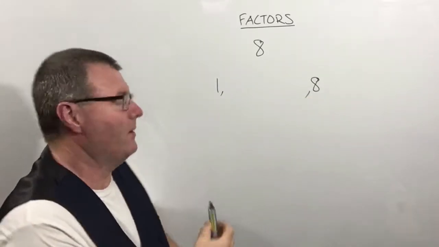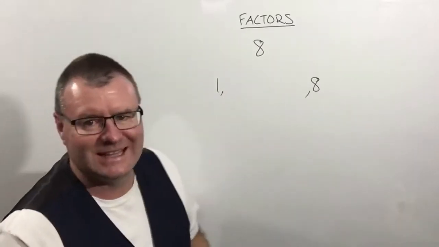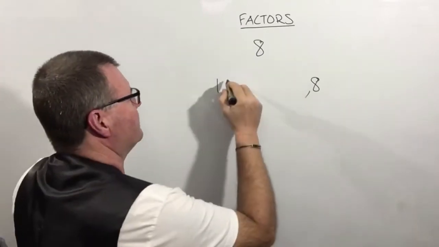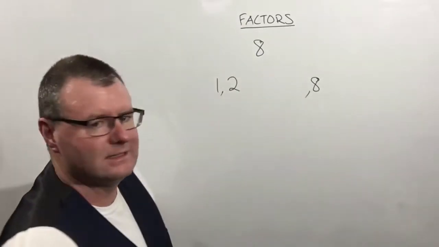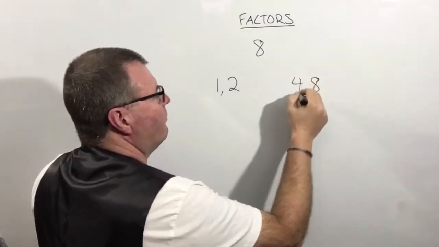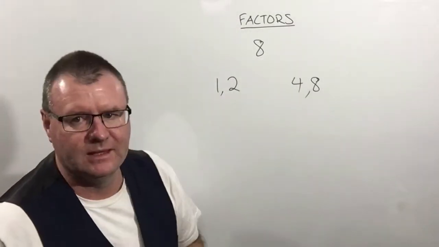Start at 1. Let's work our way up to 2. Now let's have a look. Does 2 fit evenly into 8? Well, yeah, it does. 2 times 4 is 8. So I'd say 2 is a factor. And 2 times 4 gives me 8. So I know that 4 is also a factor.